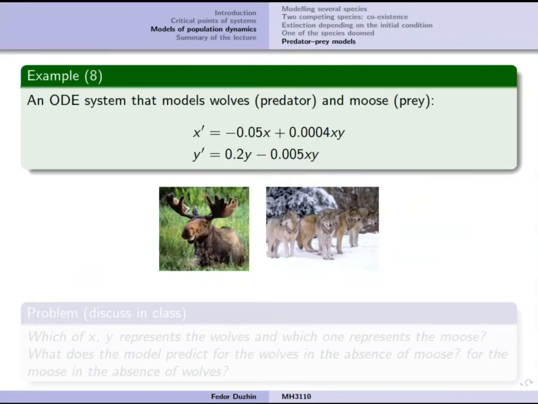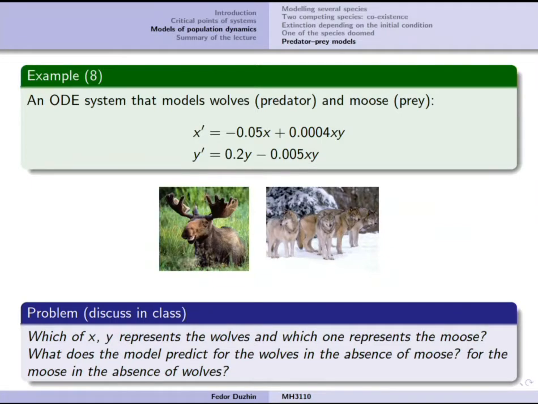And finally, we are going to model a situation when one of the species is a predator and the other one is prey. First of all, I suggest that you pause the lecture and try to figure out in this example which of the two variables represents the wolves and which represents the moose. Okay, now I will explain.